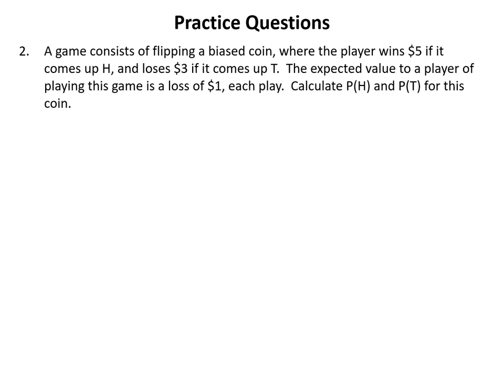Question 2. A game consists of flipping a biased coin where the player wins $5 if it comes up heads and loses $3 if it comes up tails. The expected value to a player of playing this game is a loss of $1 for each play. Calculate the probability of heads and probability of tails for this coin.